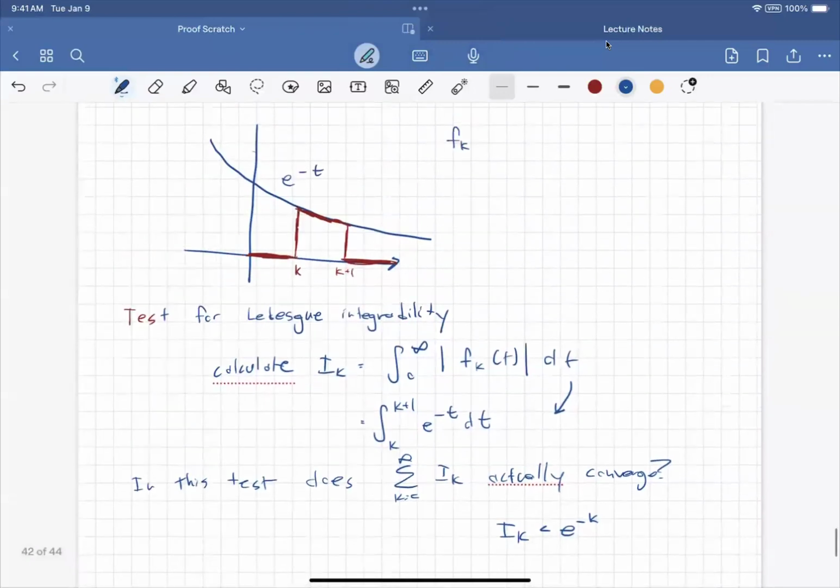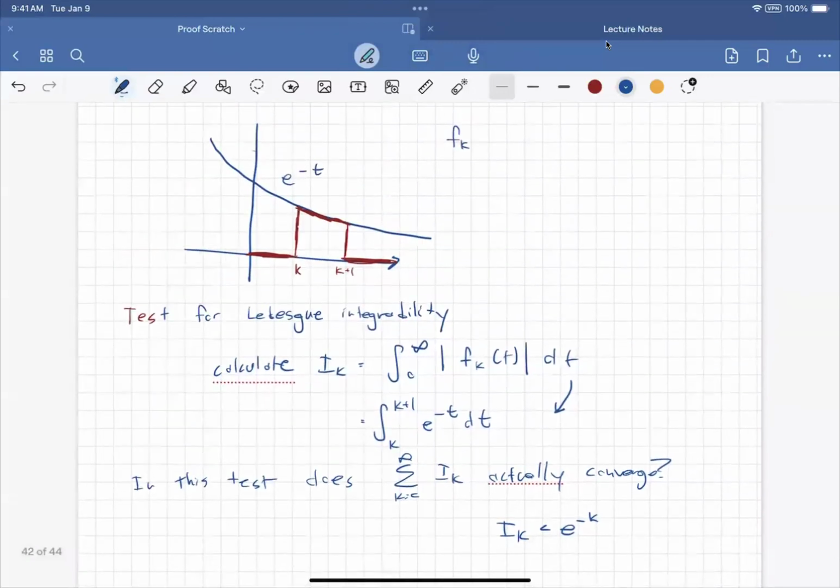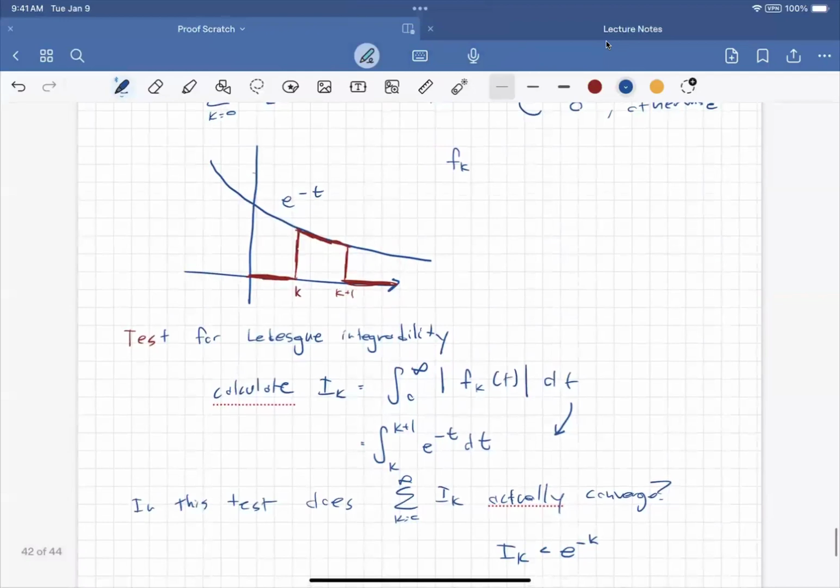And so what does that look like visually? Well, if we bound it by e to the negative k, then the area defined between k and k plus 1 would just be this area here.